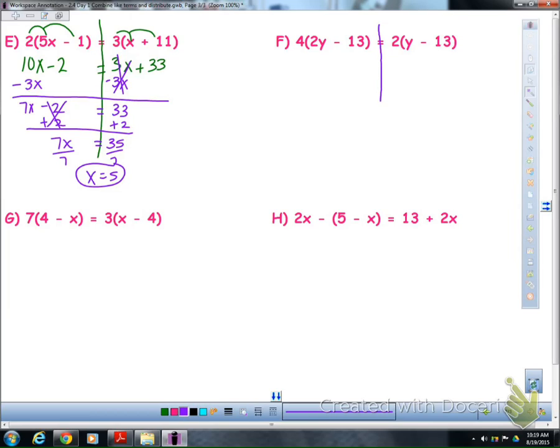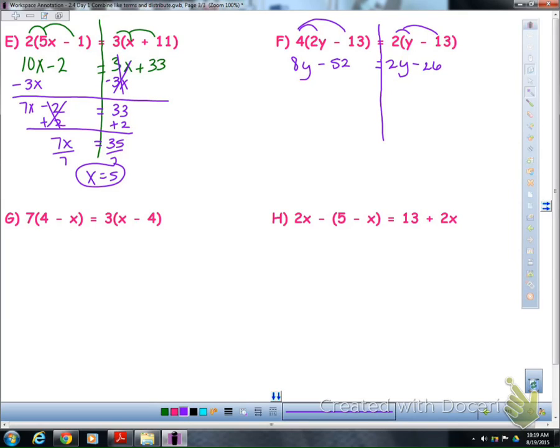Okay, let's look at example F. Again, we have to distribute first. So 4 times 2y is 8y. And then 4 times negative 13 is negative 52. On the right side, we're distributing the 2. So we have 2y minus 26.